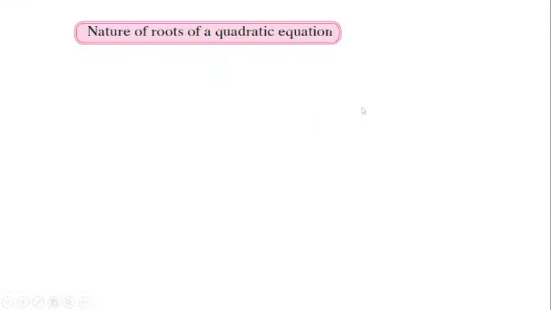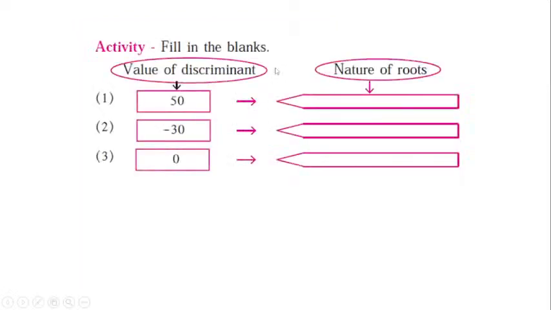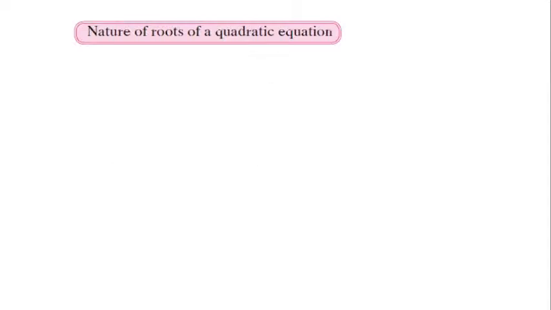So this is the next point, nature of roots of a quadratic equation. We can decide the nature of roots of the given quadratic equation by having the value of the discriminant. So how to decide what is the nature of roots of a given quadratic equation?